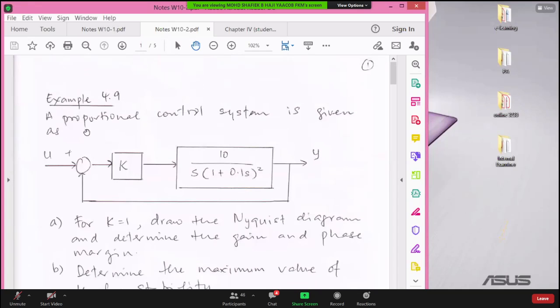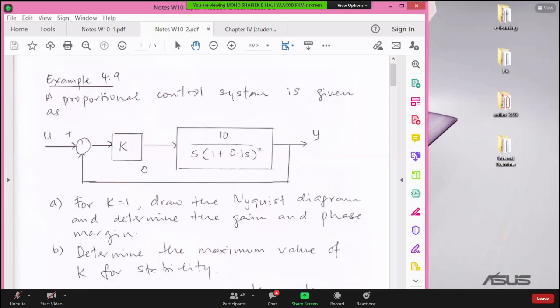See, a proportional control system is given as follows. So you have this feedback control system with a proportional controller gain k. The value of k is not given. So you're going to be given a specification, and then you need to determine what is the value of k such that the specification is met. So this is quite a nasty question for you to solve in the exam, because you have a limited amount of time. Anyway, this is not really a big problem.